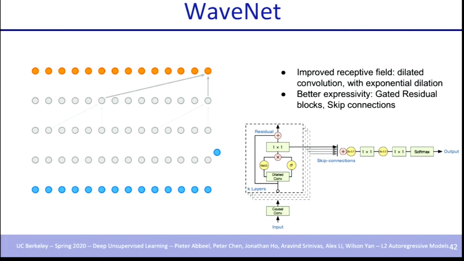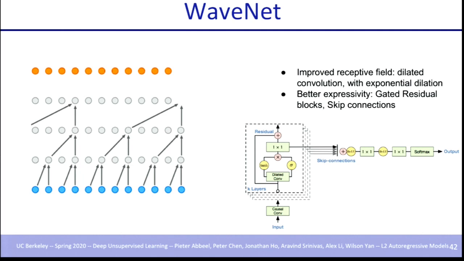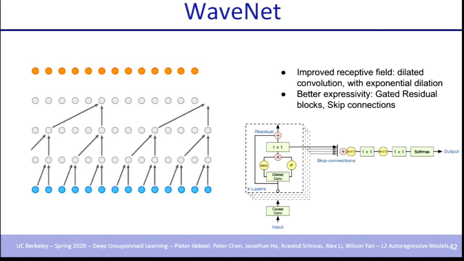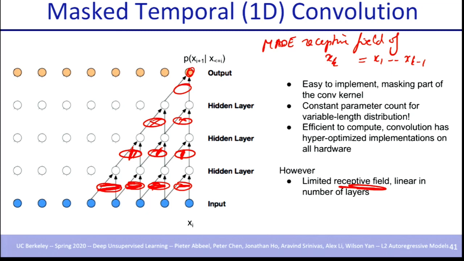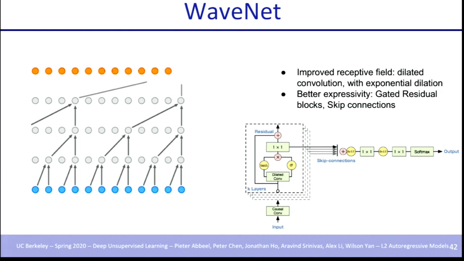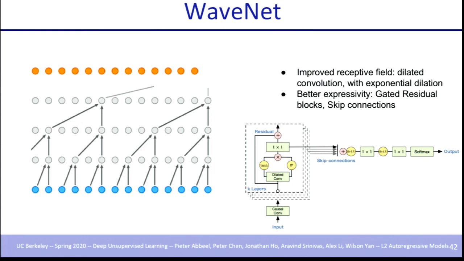Now, what you see here in WaveNet, which is probably the most popular masked 1D convolution architecture, is the way the filters are set up, they go further back. Compare this one over here, where at every layer you look at just the one below you and one back. But here, it's a dilated convolution that allows you to look further back and have much farther reach than you get when you just do the naive thing.